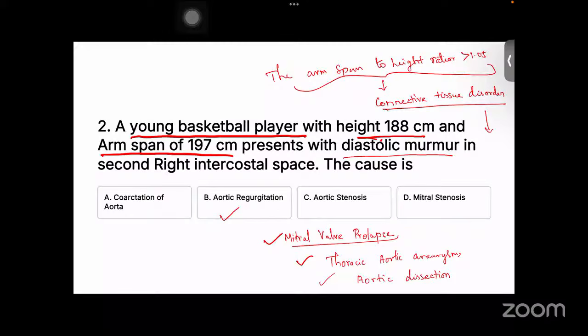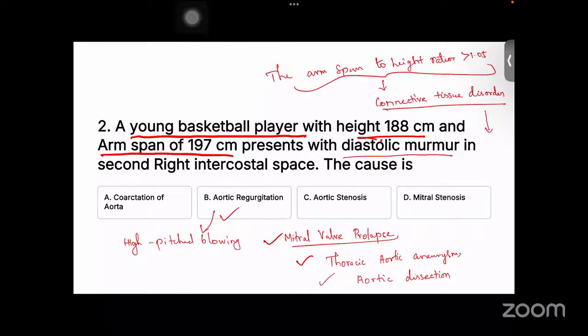aneurysm, and aortic dissection. Now coming back to the murmur area, we have the diastolic murmur which has been given up there. While in mitral valve prolapse, you may have the systolic crescendo murmur with a mid-systolic click. That click will be heard in mitral valve prolapse, but here we have aortic regurgitation. So in aortic regurgitation, you will see the high-pitched blowing murmur.